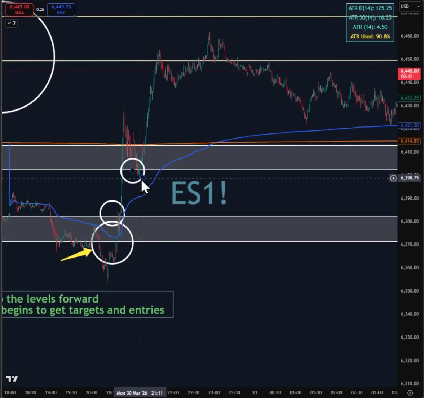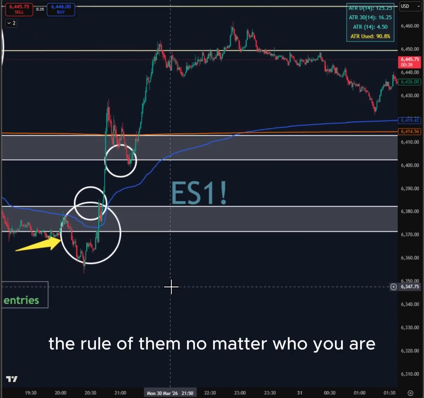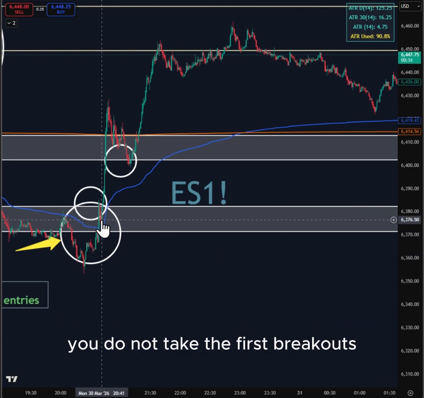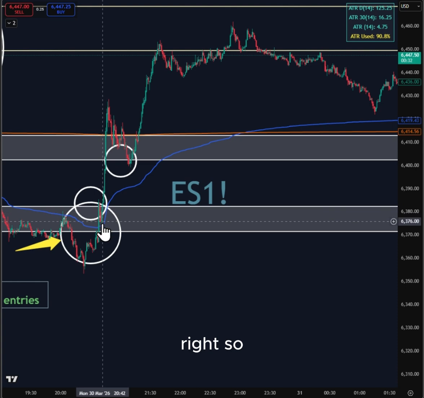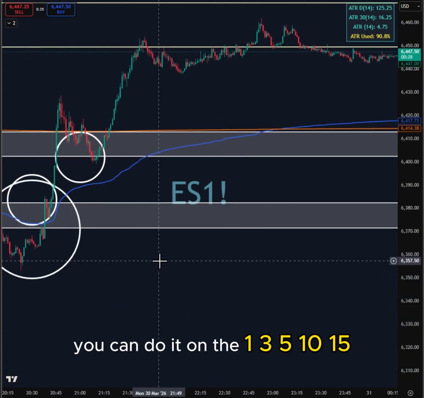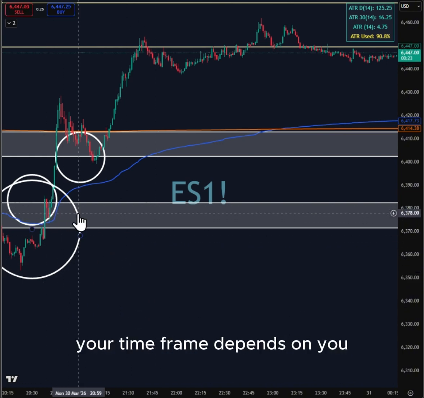Especially here with a retracement. Now, there's a rule of thumb, no matter who you are, unless you're just a highly inexperienced trader: you do not take the first breakouts, you wait for retracements, right? And you can do it on any time frame, right? You can do it on the 1, 3, 5, 10, 15, it doesn't matter. But your structure, your time frame depends on you.